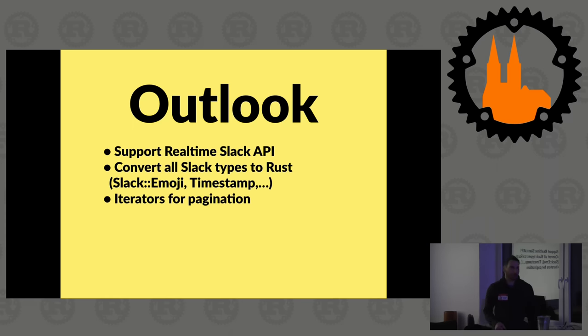Yeah, iterators for pagination. Sometimes you get a response back with a field saying has_more equals true. That means that there's more results that you can query. It would be nice to have some kind of iterator over that, so you don't need to check has_more with the next parameters. You just say, give me all the responses until the iterator is exhausted. That would be really fancy.